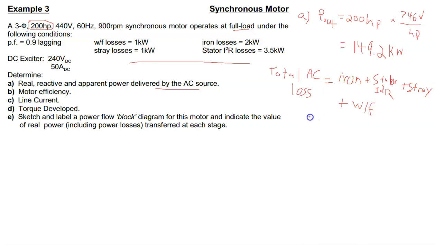So our AC losses: the iron loss 2 kilowatts, the stator I squared R losses 3.5 kilowatts, and we'll include all of them really. The rotor loss is DC, of course that one doesn't go here, but we don't have that in our list. The stray loss is 1 kilowatt, and the windage and friction loss 1 kilowatt. So the total is 7.5 kilowatts.